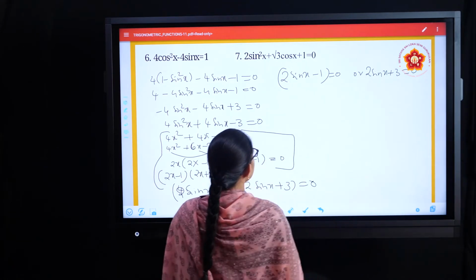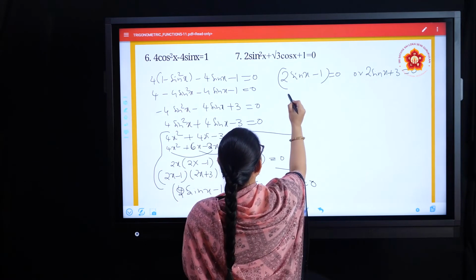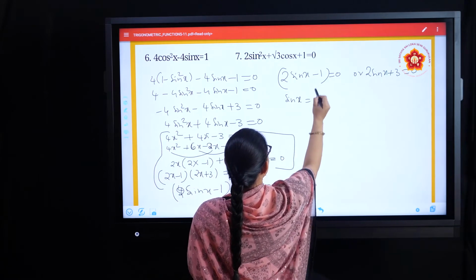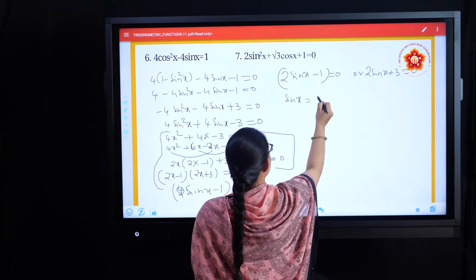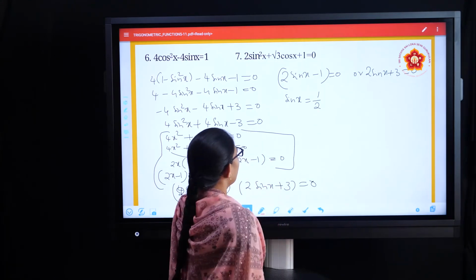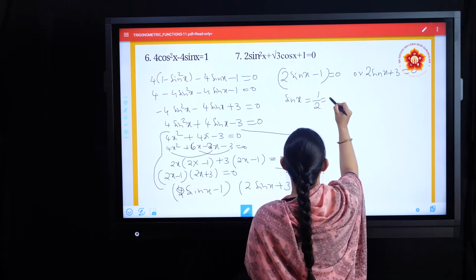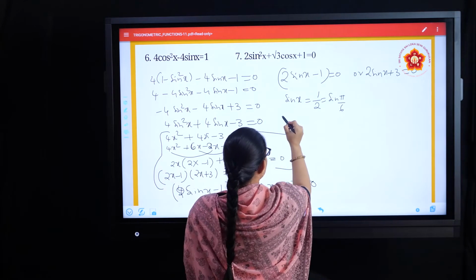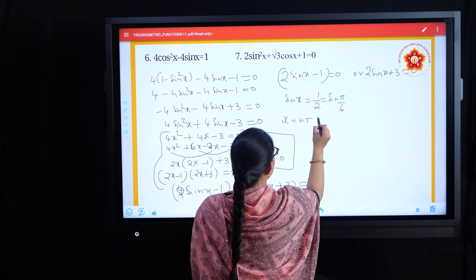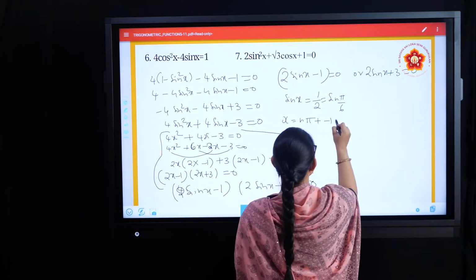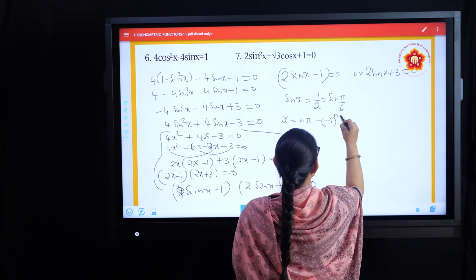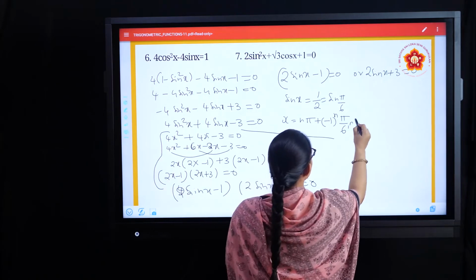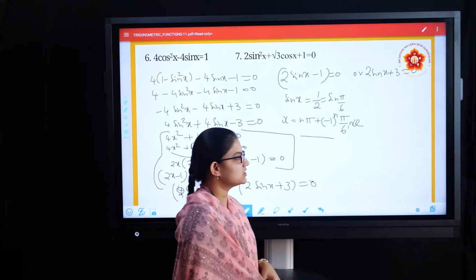Now simplify. So from 2 sin x, I can write sin x is equal to 1 by 2. So that is half. Sin x is equal to half, or I can write that as sin pi by 6, or x is equal to n pi plus minus 1 power n y, where y is pi by 6, for n belongs to z. This is one of the general solutions.